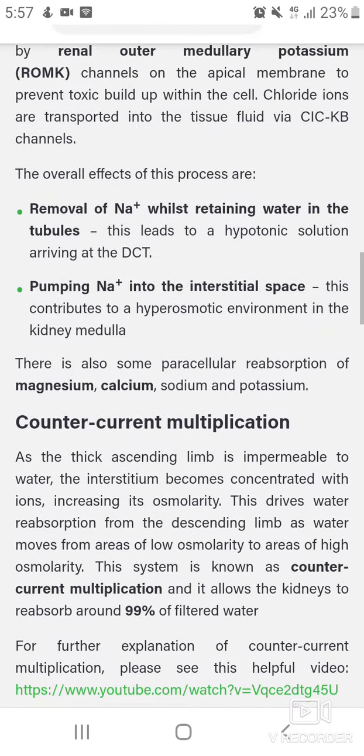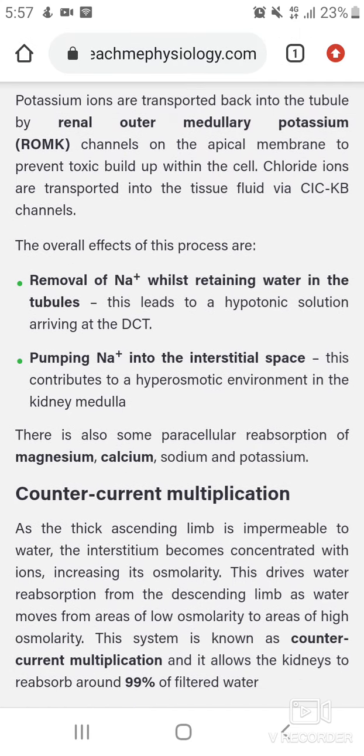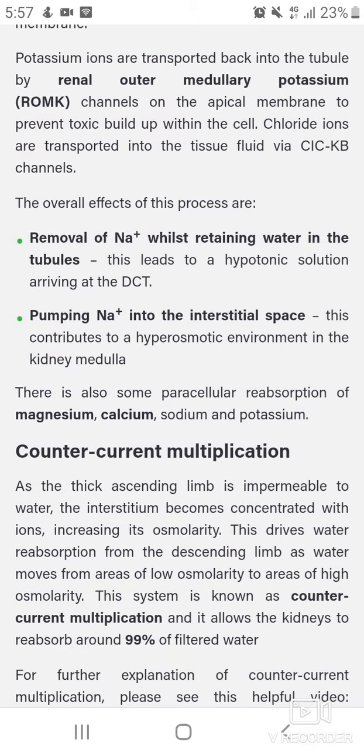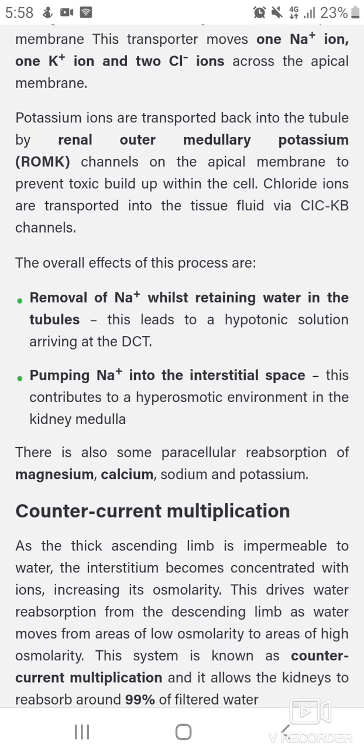Countercurrent multiplication. As the thick ascending limb is impermeable to water, the interstitium becomes concentrated with ions, increasing its osmolarity. This drives water reabsorption from the descending limb, as water moves from areas of low osmolarity to areas of high osmolarity. The system is known as countercurrent multiplication, and it allows the kidney to reabsorb around 99% of filtered water.